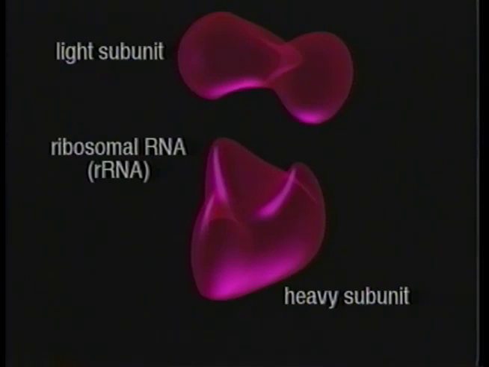Ribosomes, the protein factories of the cell, are made of one light and one heavy subunit. Each subunit is made of proteins and ribosomal RNA, or rRNA.